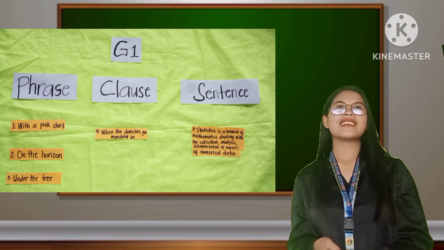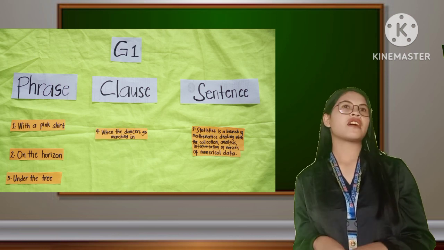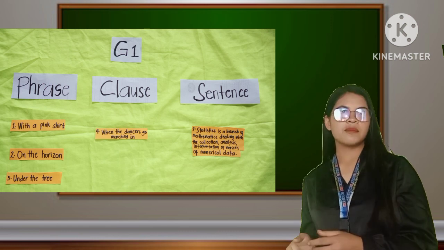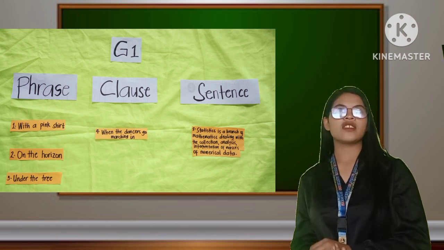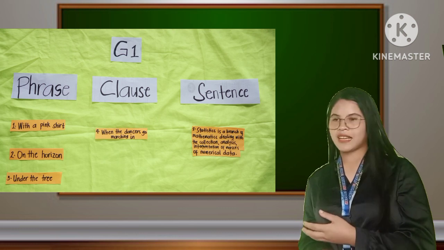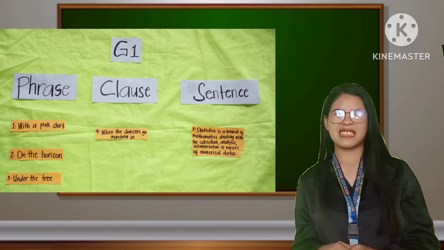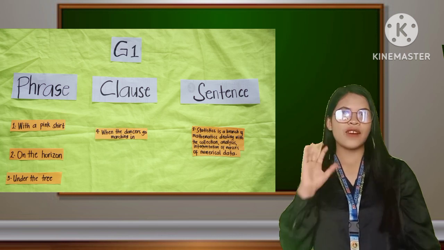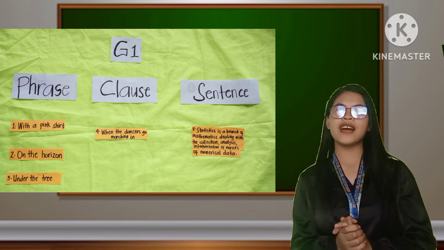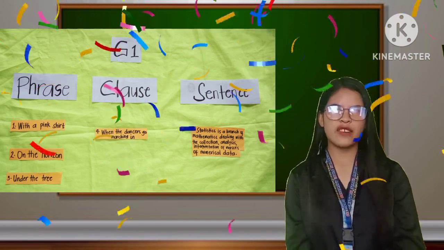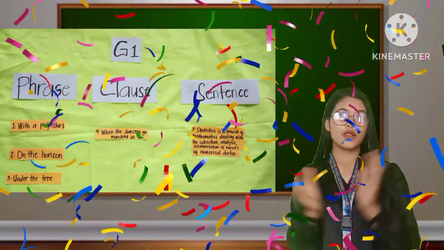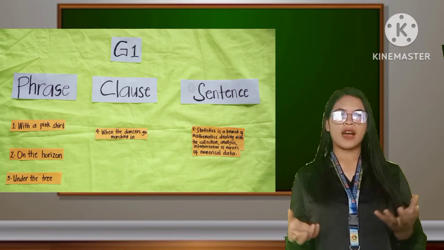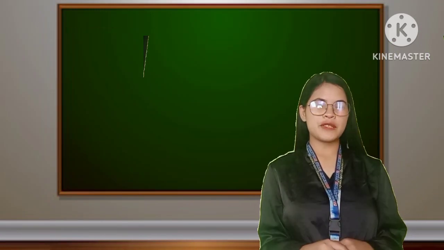The last one is "statistics is a branch of mathematics dealing with the collection, analysis, interpretation, and presentation of masses of numerical data." Obviously, it's a sentence, and you put it under sentence, so you're correct. You've got 5 points. Very good, group 1. Let's give group 1 5 claps. Very good, group 1. You've got 5 points. Let's proceed to group 2.